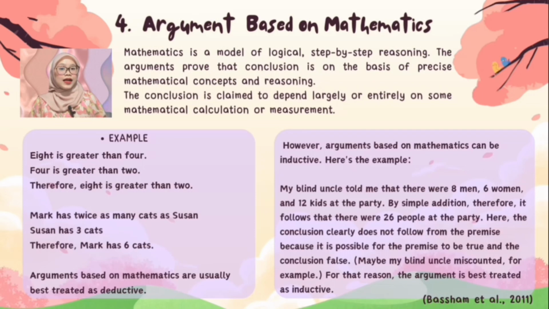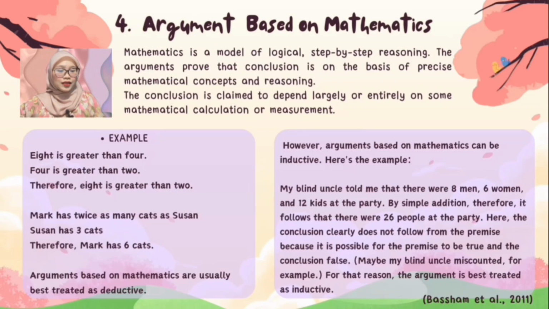So, Mark has twice as many cats as Susan. Susan has 3 cats. Therefore, Mark has 6 cats. Because it says Mark has twice as many cats as Susan, and Susan has 3 cats, 3 times 2 equals 6. So, Mark has 6 cats. So, it shows here that arguments based on mathematics are usually best treated as deductive. But guys, however, arguments based on mathematics can also be inductive.